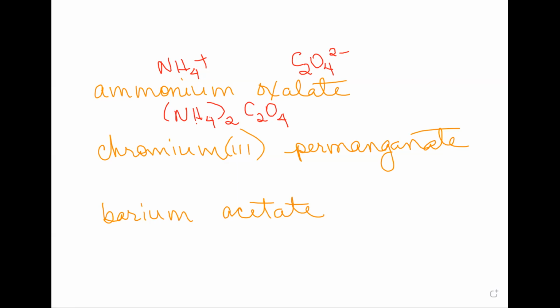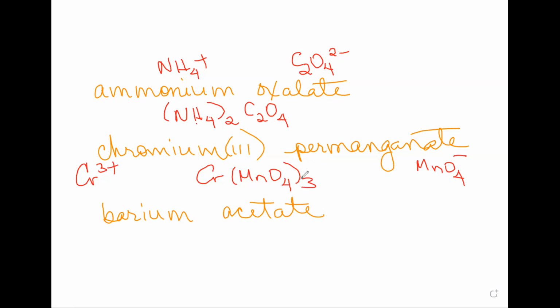Okay, so permanganate is MnO4 minus. Chromium 3 is Cr3 plus. So you have your chromium, you have your permanganate, but I just need 3 of these. Yeah, use chromium 2.